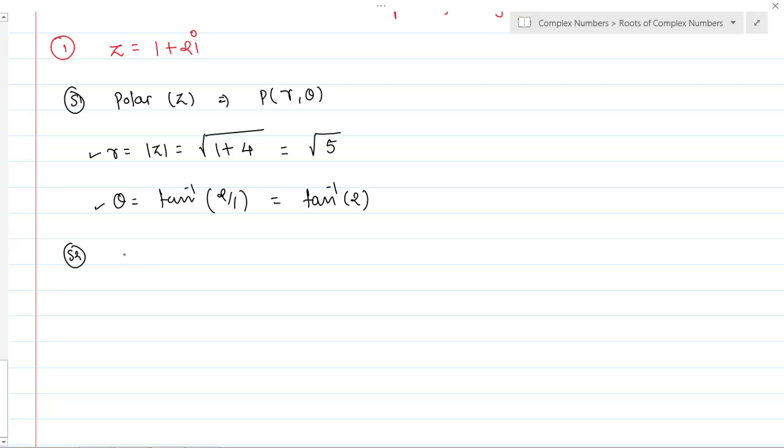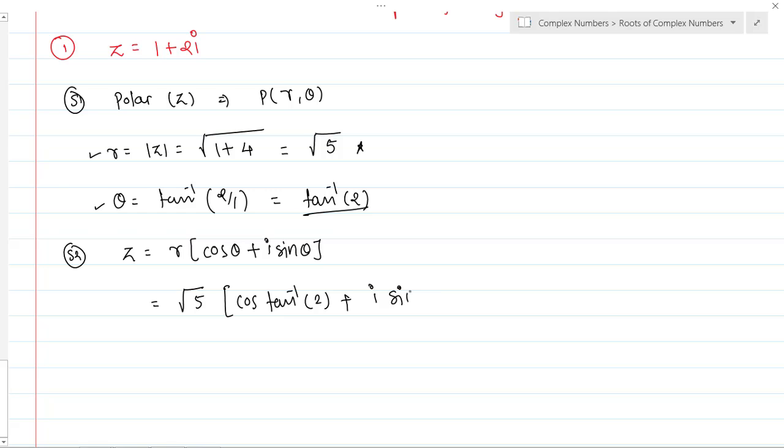Now once you get r and theta, the polar form is very simple. So z is equal to r into bracket cos theta plus i sin theta. What is r? R is nothing but root 5. So let's substitute root 5 into cos theta. What is theta? This is nothing but tan inverse of 2. So cos of tan inverse of 2 plus i sin of tan inverse of 2. That's it. This is my final answer.